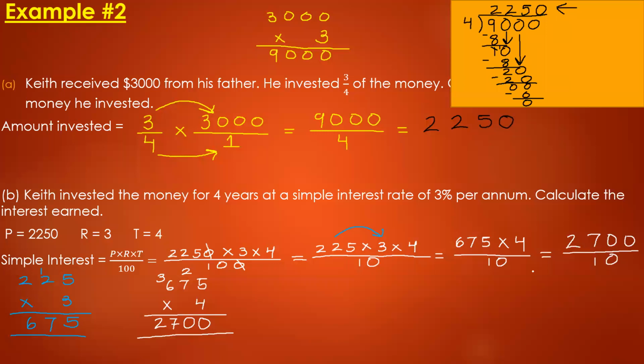And what do you do at this point? We're going to divide, but you could just cancel out the zeros. That's what we do. And we're left with just what? 270. Anyone else got 270? I did. That's good.